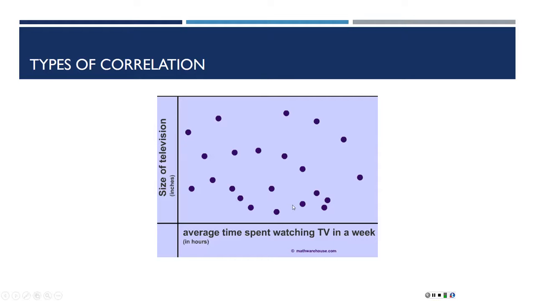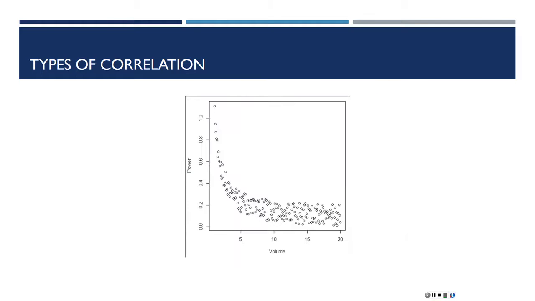So, does there appear to be any relationship between those two variables? No. This is called a volume and power scatter plot. I don't like this graph either for the simple fact that I don't know what it's measuring. You know, volume of what? Power measured in what? But notice here there is a pattern going on.